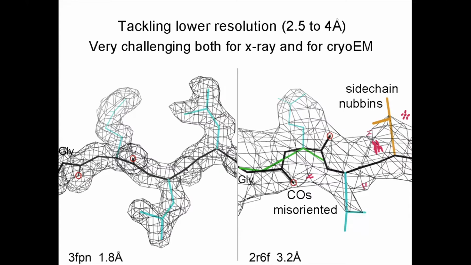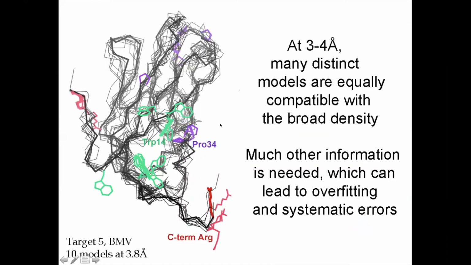And when you get the peptides oriented wrong, it hurts everything else about backbone conformation and even side chains. One way of putting this is that at 3 to 4 angstroms, many different models are equally compatible with this broad density. And even multiple models that have good geometry, but certainly if you don't put some restraints on, definitely there are a lot of things compatible, and you can even get the chain going the wrong direction if you don't know which way it should be going.